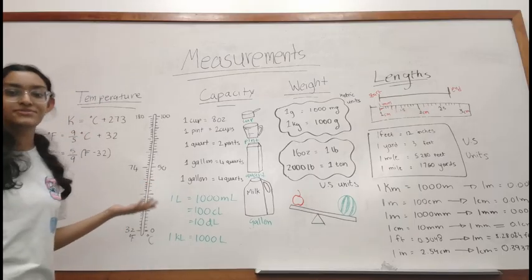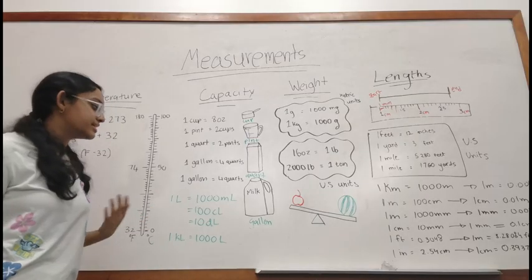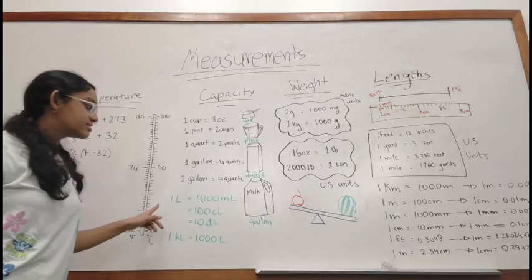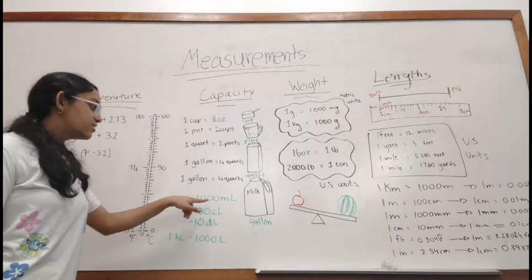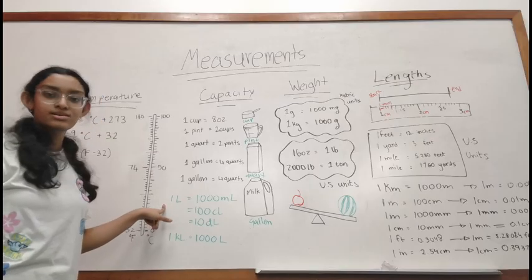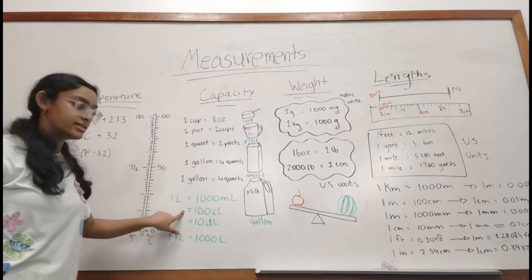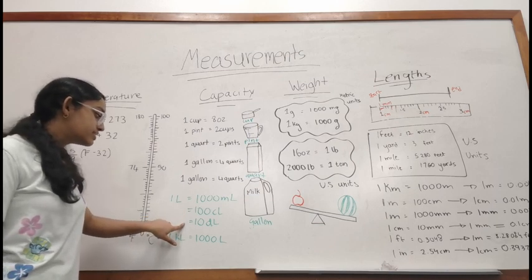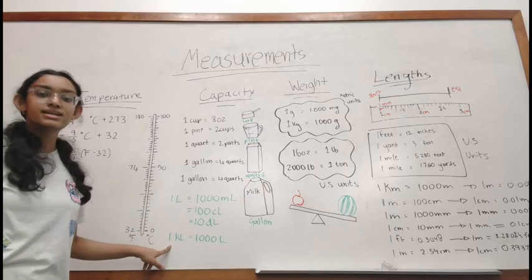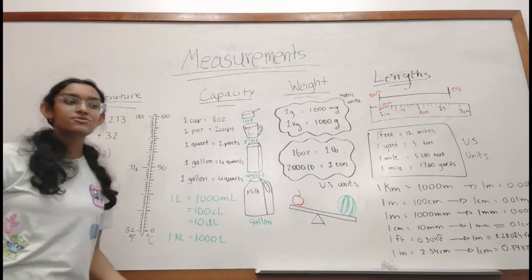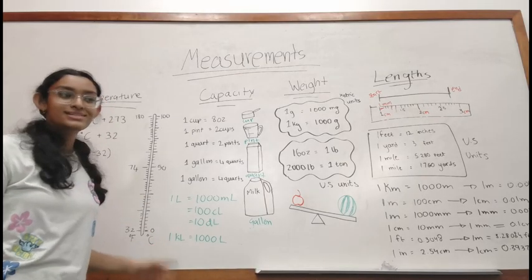So now let's look at the rest of the world, right? For the rest of the world, we use liters and kiloliters. So 1 liter is 1,000 milliliters, and you could do it the other way too. You could say 1 ml is 0.001 liter, and then 1 liter is 100 centiliters, and 1 liter is 10 deciliters. And then we also have 1 kiloliter, which is 1,000 liters. Pretty simple, straightforward, right?